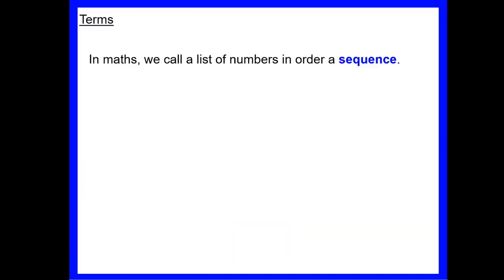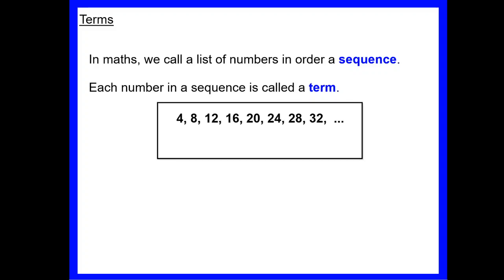Okay, so looking at sequences then. So in maths, we call a list of numbers in an order a sequence. Each number in the sequence is called a term. So here we've got a sequence, hopefully you will recognise it's our 4 times tables or multiples of 4. So 4 is the first term in the sequence.